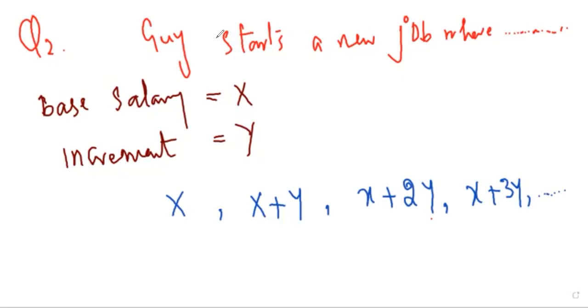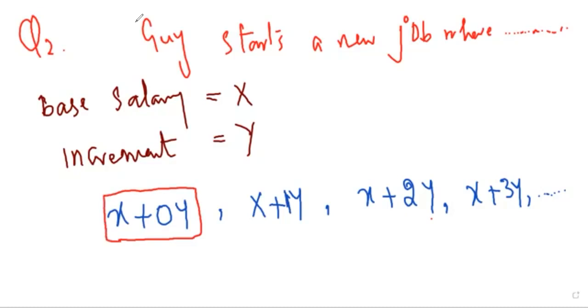So actually the increment depends upon the number of years. You can simply write the first one as X plus 0 times Y. You can say this one as X plus 1 times Y. Next is X plus 2 times Y. This is the salary at the start when you haven't completed any year. This is at the end of the first year. This is at the end of the second year, third year, and so on.